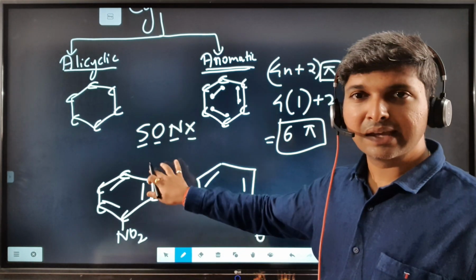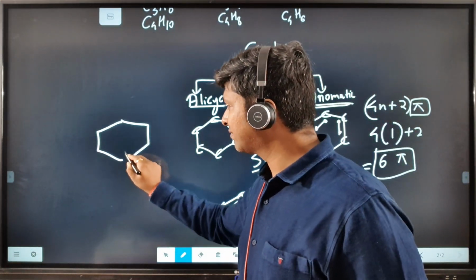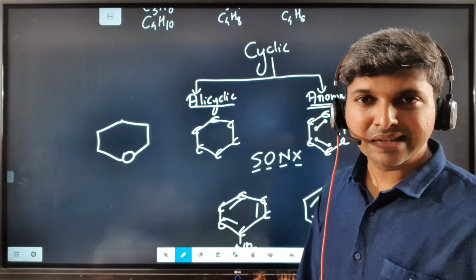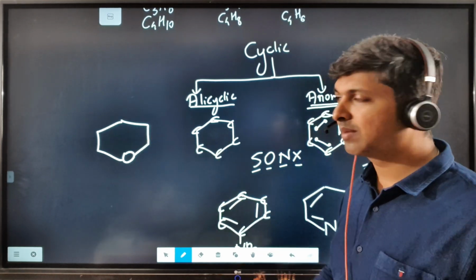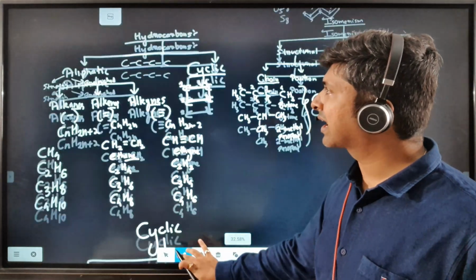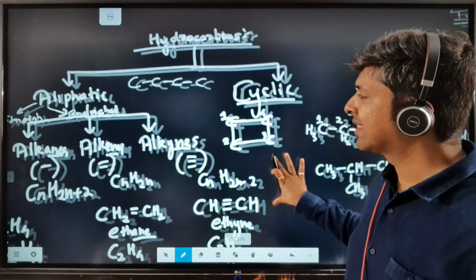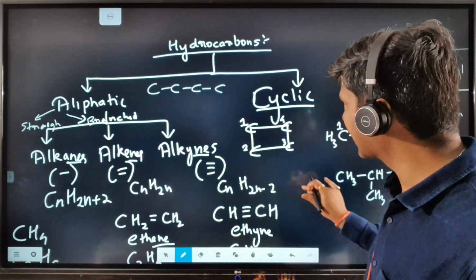Same goes with alicyclic. Alicyclic also can have a heteroatom. See, you can have oxygen over here. That's a heteroatom there. So this has become heteroalicyclic, and this will be homoalicyclic. So that's the difference. That's a quick review of the hydrocarbons, that is aliphatic and cyclic. I've explained in detail about aliphatic and cyclic compounds.